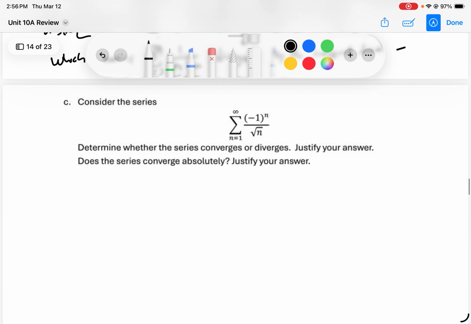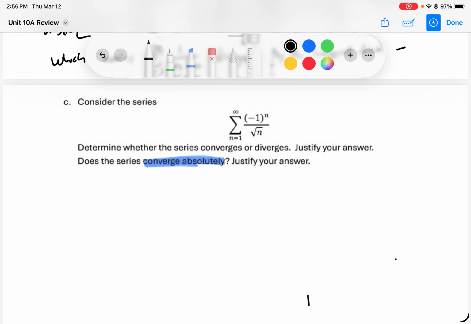All right, next part. Look at that last part of the series. Determine whether the series converges or diverges. Justify your answer. Does the series converge absolutely? Justify your answer. So this idea, remember, behind converging absolutely, converging conditionally, only works for alternating series. They don't have to necessarily alternate, but for us, they always will.